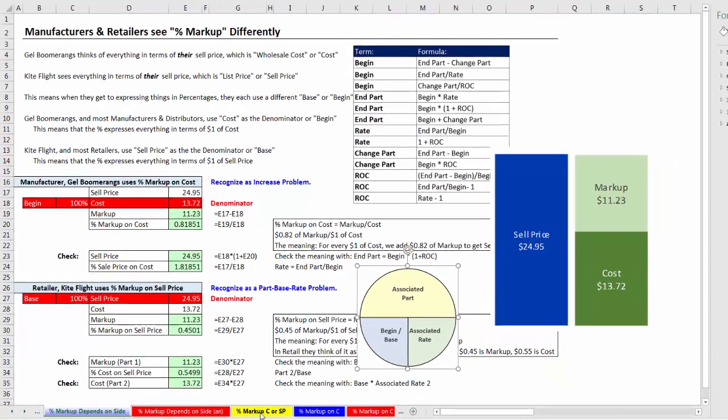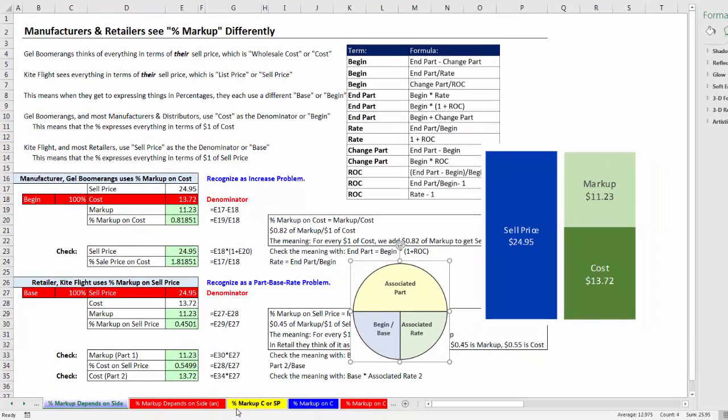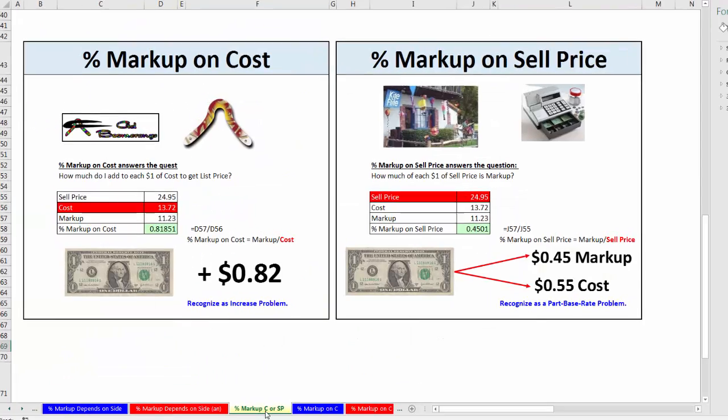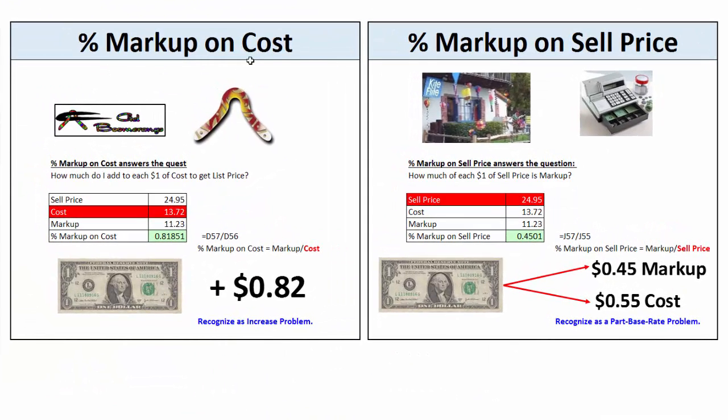All right, now let's go summarize on the sheet. Percent markup C or SP. Percentage markup on cost, that's used by the wholesalers and the manufacturers.